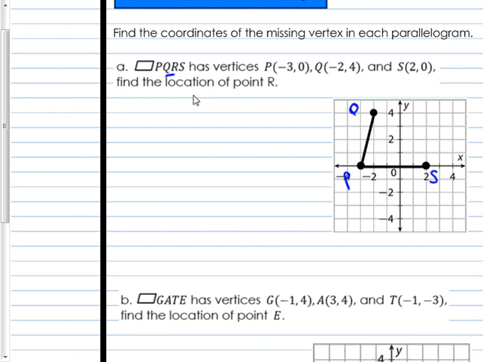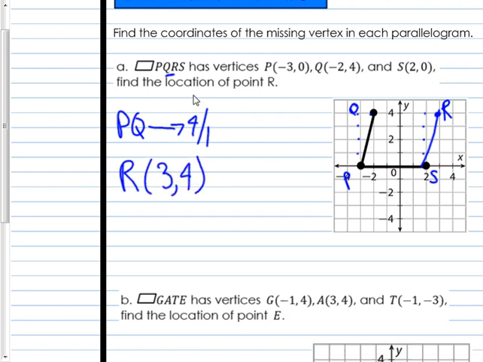The slope of PQ, it's a parallelogram, so I can use the slopes. The slope of PQ is rise, 1, 2, 3, 4, over run. Okay? So the slope of PQ is 4 over 1. So if I start at S and do the same slope, up 1, 2, 3, 4 over 1, here is point R. Okay, and I'm sorry, I know it's a little crooked. But the coordinate is at (3, 4).